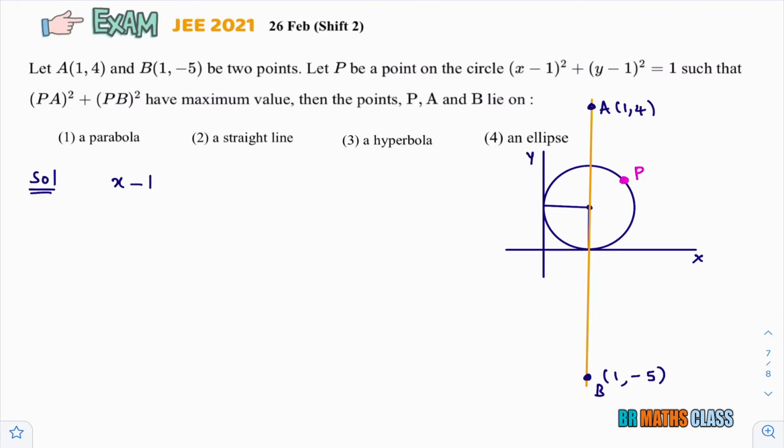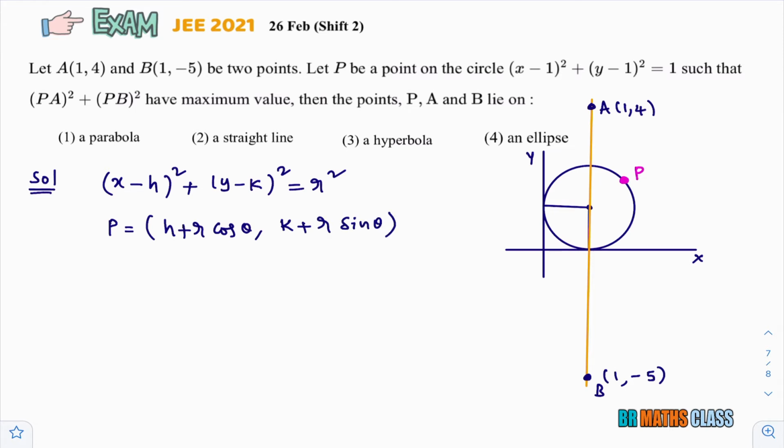For the circle equation (x minus h) whole square plus (y minus k) whole square equal to r square, this is the circle whose center is (h, k) and radius is r. Now for this circle, what are the parametric points? If I take a point P like this, P equal to (h plus r cos theta, k plus r sin theta). In place of x if I write this, in place of y if I write this, it satisfies the circle equation. This we learn in the theory part of circles.